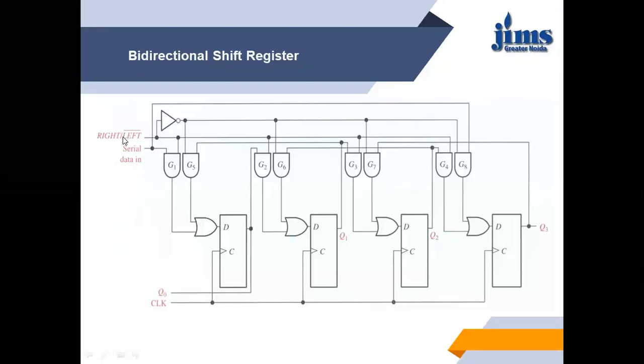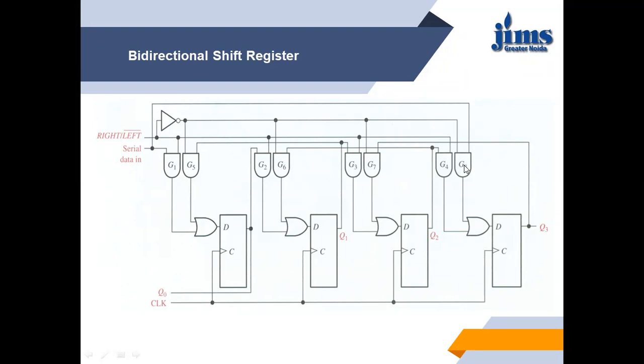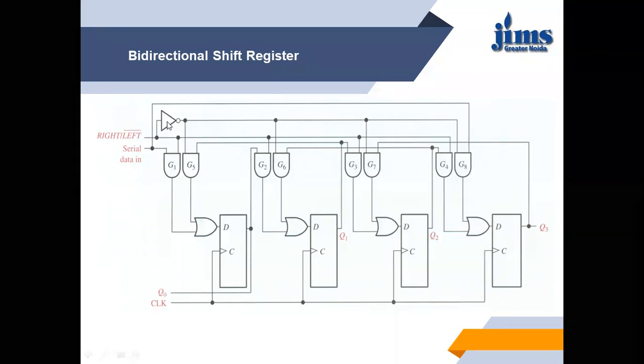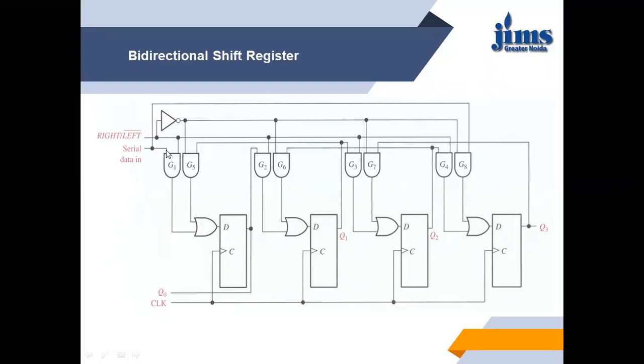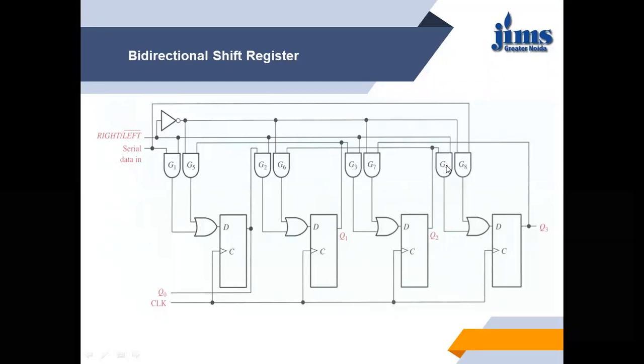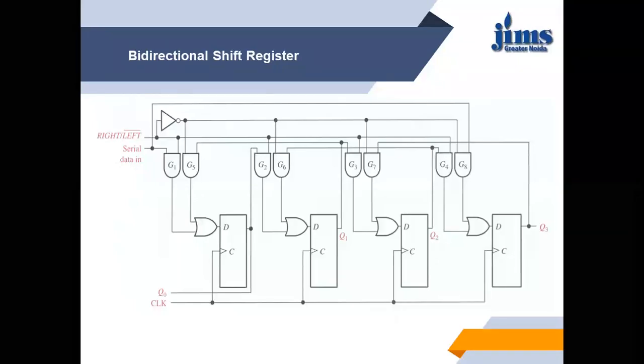So suppose right oblique left bar is 0, then the output of the NOT gate will be 1. So in that case, G5, G6, G7 and G8 will be activated. Whenever it is 1, then the output of the NOT gate is 0. That means the output of G5, G6, G7 and G8 is 0. And in that case, G1, G2, G3 and G4 will be active. So this is the design.